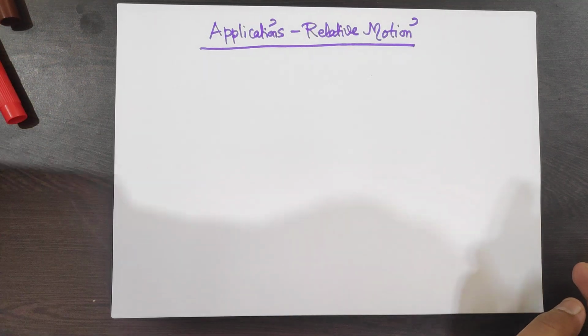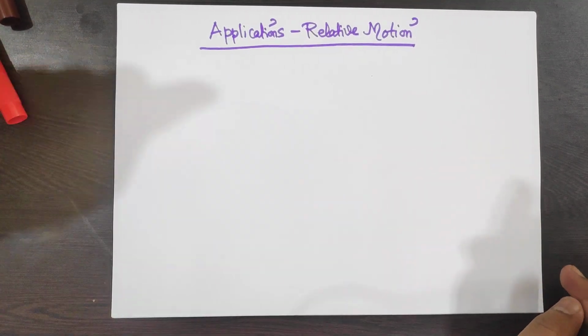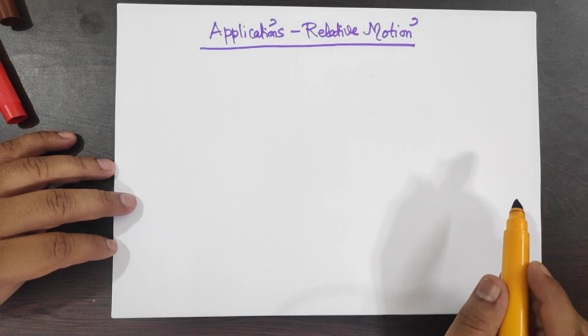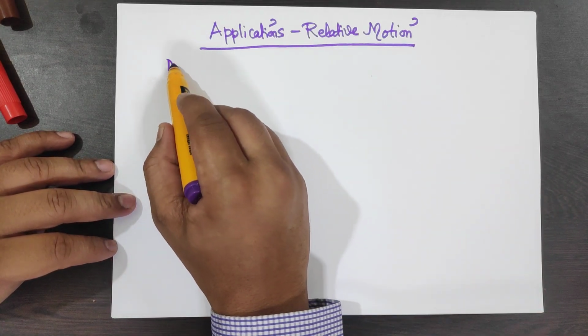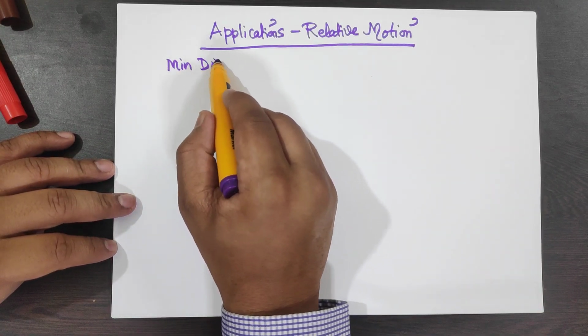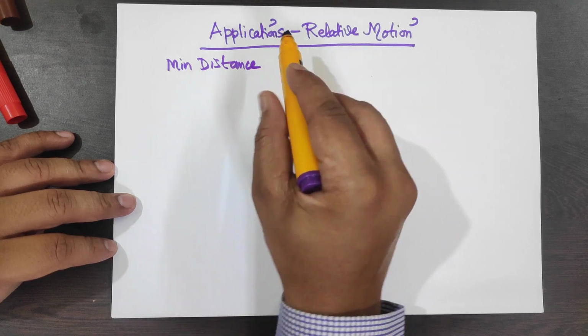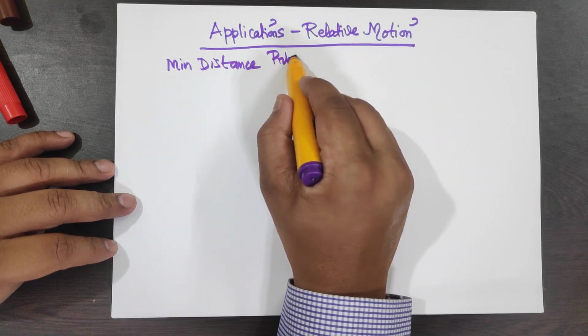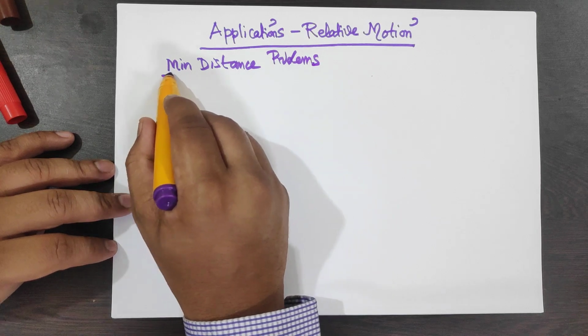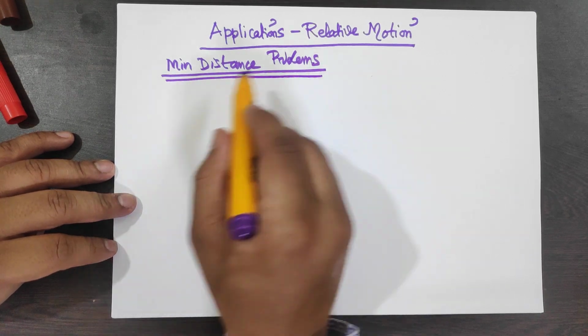There are several more applications of relative motion. We will look at some of these applications. The first one is the minimum distance problems. Now I will show you by an example.